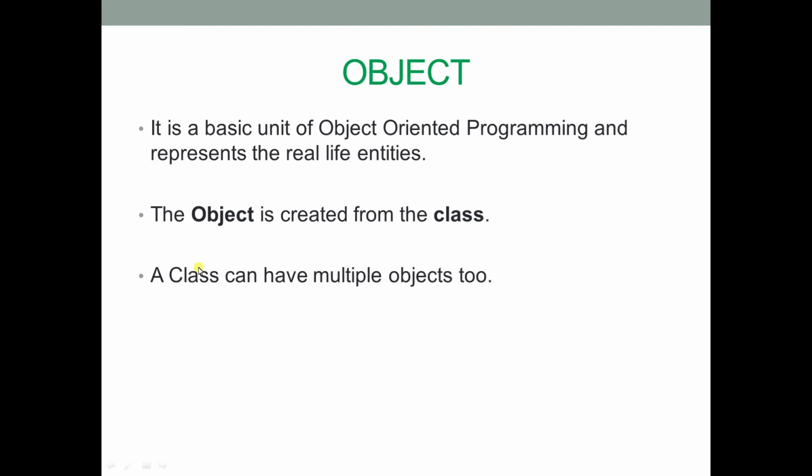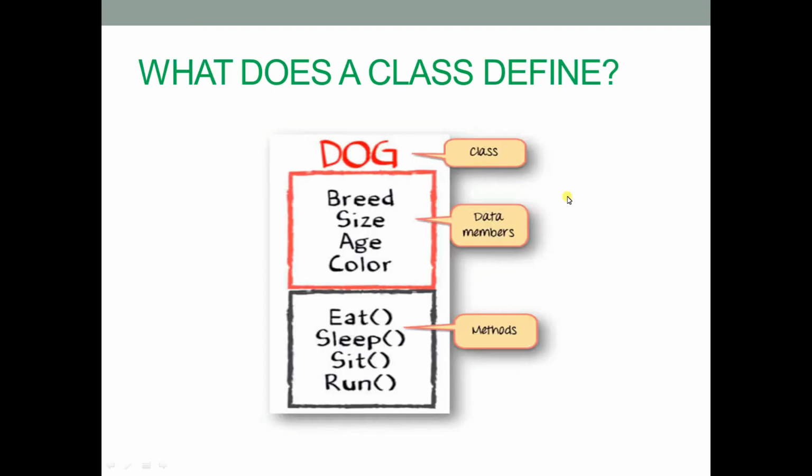We can define an object as a basic unit of object-oriented programming that represents real-life entities. So an object can be any real-life entity. We can make applications or programs for real-life examples or real-life problems using these Java concepts. That is why we can say an object can be any entity. In the above example, we can see Dog is a class, and it has properties, and it has methods to define these properties.